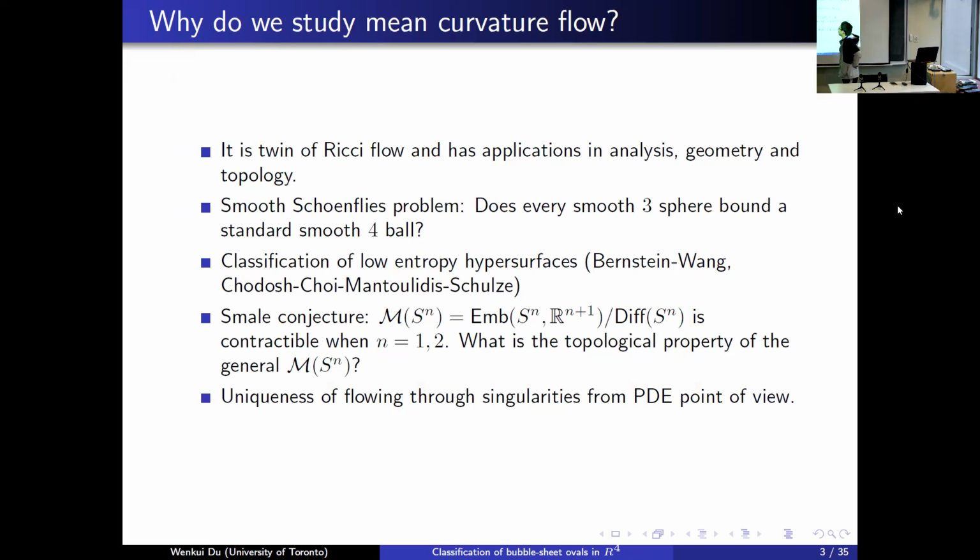And so why do we care about the mean curvature flow? First of all, it has many similarities with Ricci flow, and we know that Ricci flow has many applications in geometry and topology. This is an extrinsic flow, and so we wonder if we can use mean curvature flow to solve geometry or topology problems. Some related problems: the first one is the smooth Schoenflies problem. Like, does every smooth three sphere bound a standard smooth four ball?